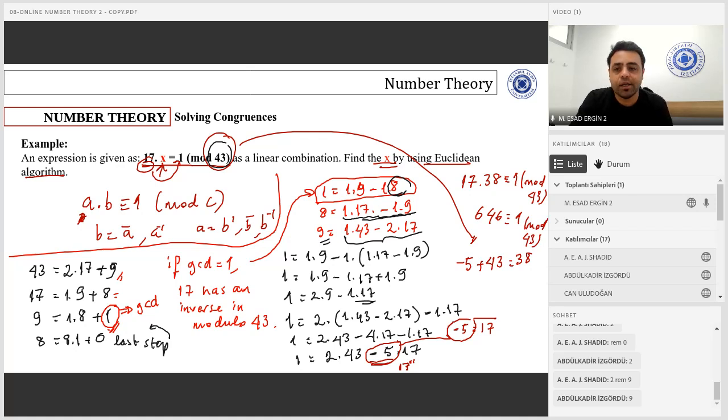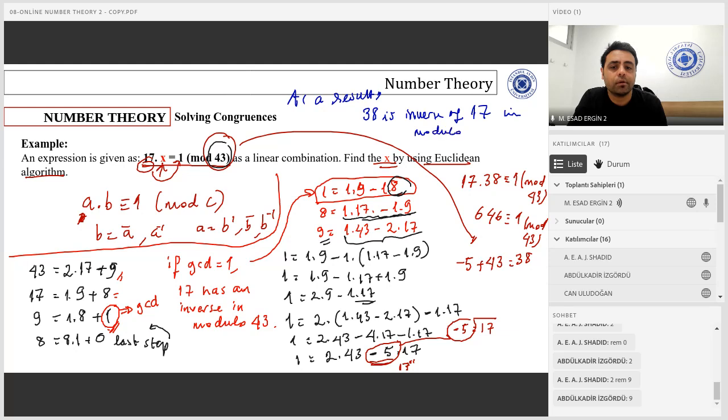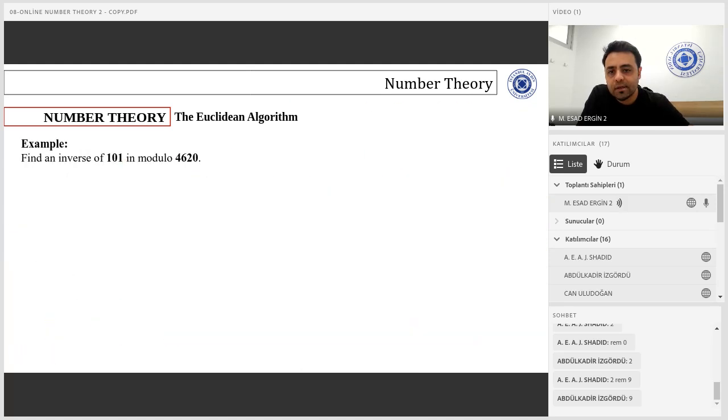The result is, you can say that in the end, as a result, minus 5, not minus 5, 38 is the inverse of 17 in modulo 43. Now we are going to go back to find this one too, for example.